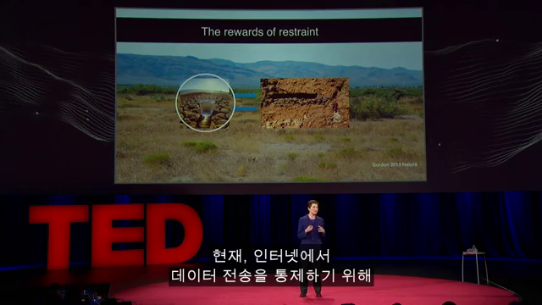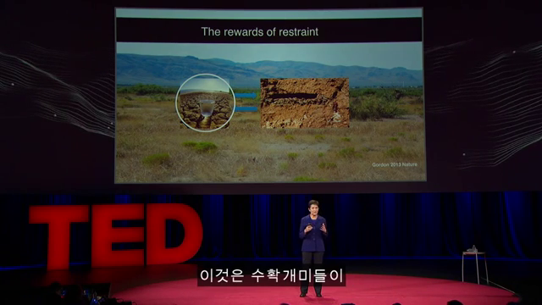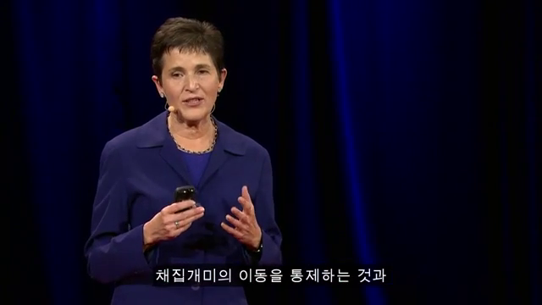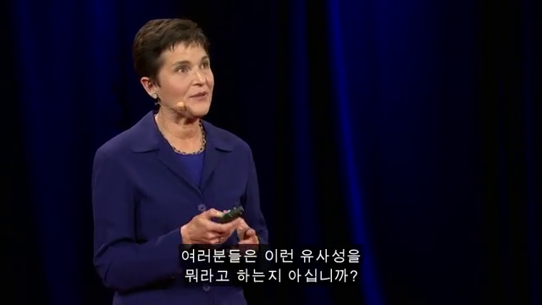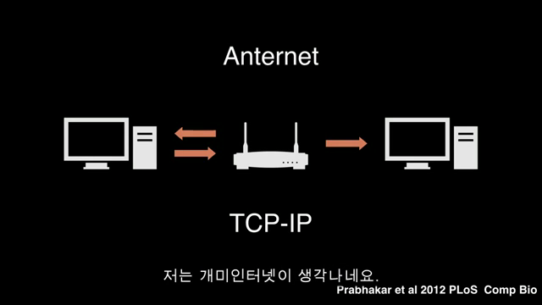Now, the internet uses an algorithm to regulate the flow of data that's very similar to the one that the harvester ants are using to regulate the flow of foragers. And guess what we call this analogy? The Anternet is coming.